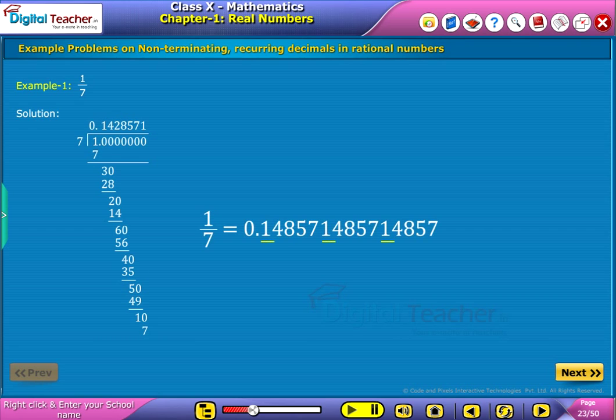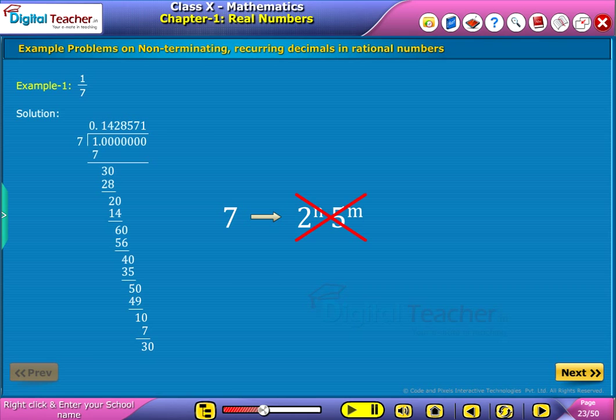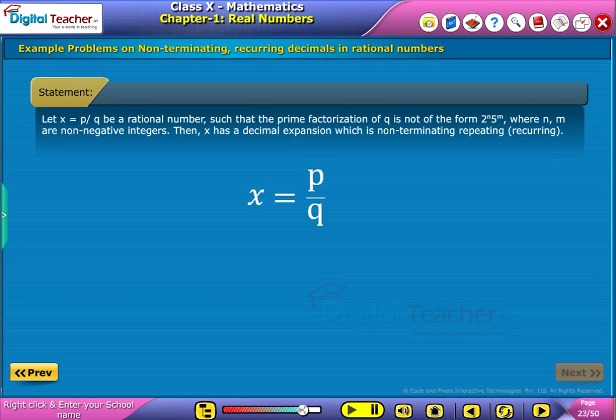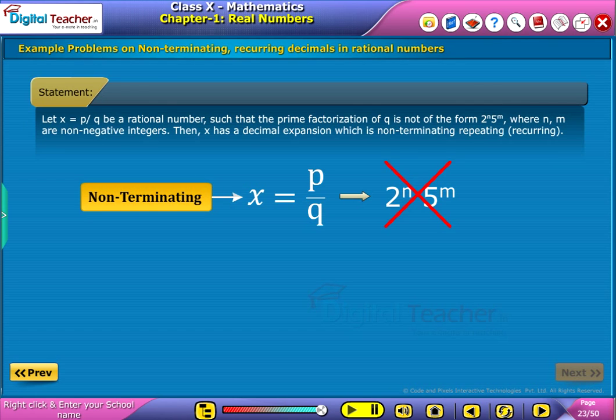But as the quotient is repeating itself, it is denoted by a bar. Since the denominator is 7, which is not of the type 2 power n 5 power m. Let x is equal to p by q be a rational number, such that the prime factorization of q is not of the form 2 power n 5 power m, where n, m are non-negative integers. Then x has a decimal expansion which is non-terminating, repeating, recurring.